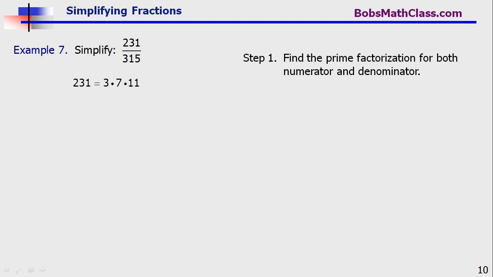And then 315, let's see, you can either start with 3 or 5. So for 315, you should end up with 3 times 3 times 5 times 7. And now rewrite those in the fraction form.